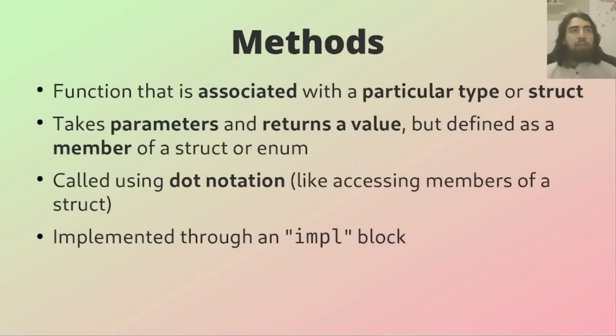A method is a function that is associated with a particular type or struct. It takes parameters and returns a value, like a function, but it's defined as a member of a struct or an enum. It's called using dot notation, like accessing members of a struct, and it's implemented through an implementation block.